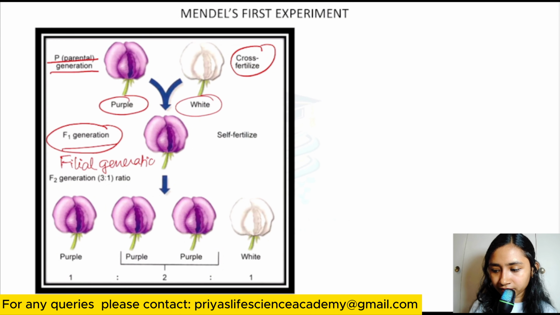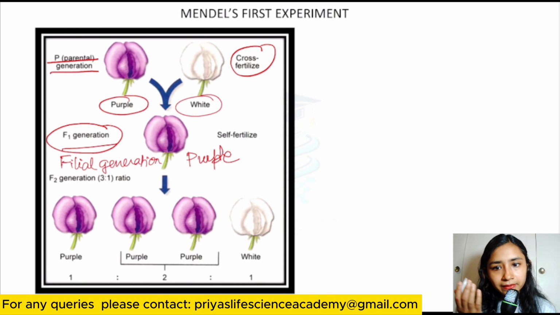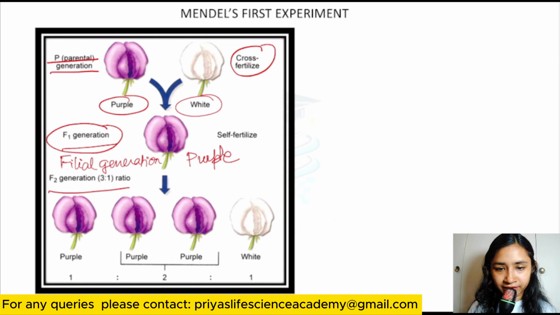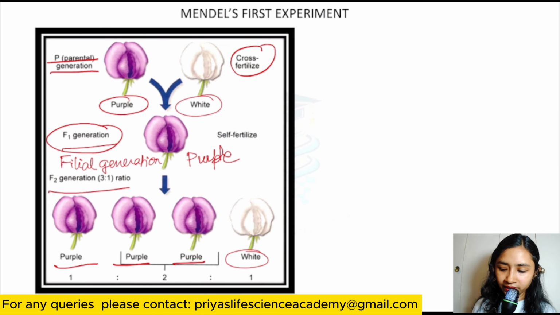In the first filial generation, he saw purple colored flowers. By crossing one purple and one white flower, he got a purple flower. Then in the F2 generation, the filial generation 2, he self-fertilized these purple flowers, and after self-fertilization he could see 3 purple colored flowers and 1 white flower, in the ratio 3:1.